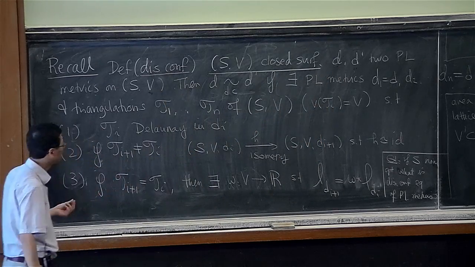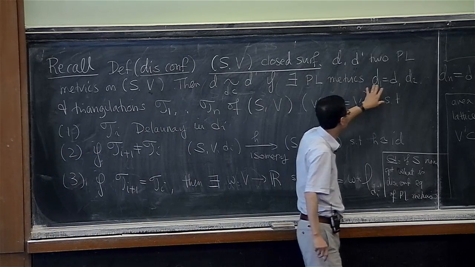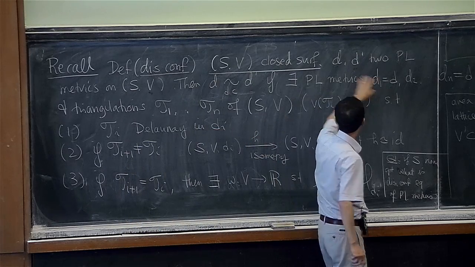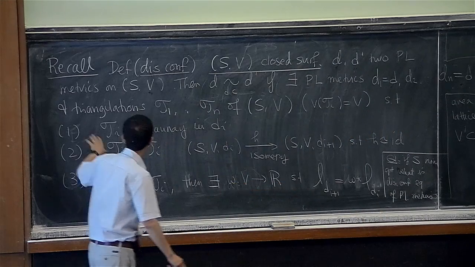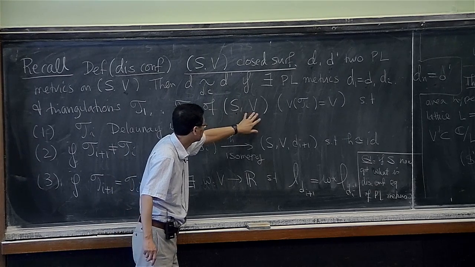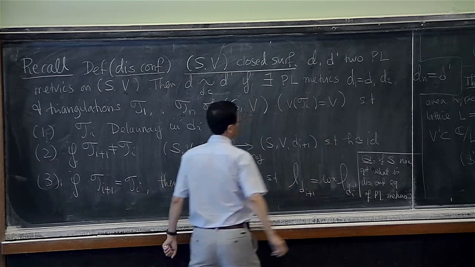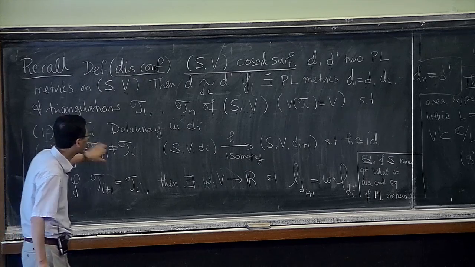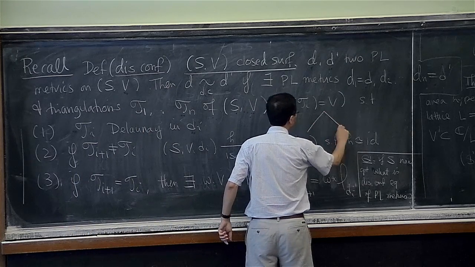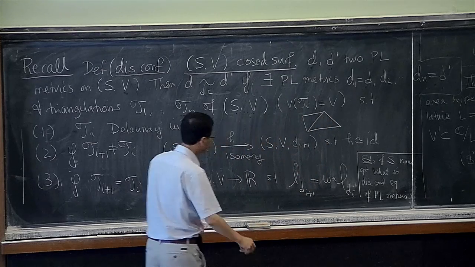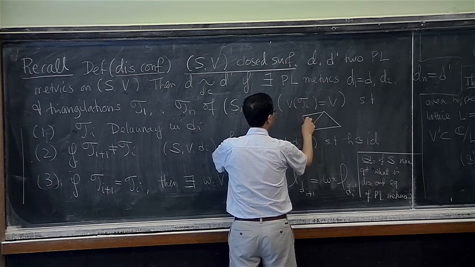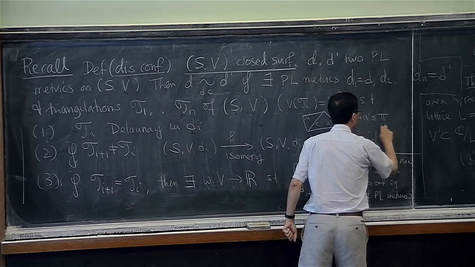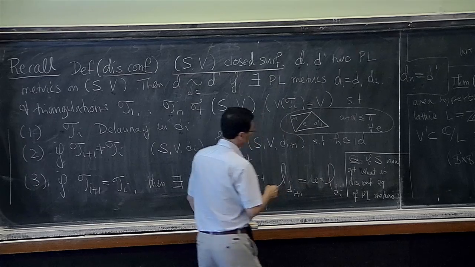We say these two metrics are discrete conformal if we can produce a sequence of polyhedral metrics on the same surface, where the first one is your given D and the last one is your D prime, and also a sequence of triangulations of this surface with marked points. So all the vertices of the triangulation are the same, given by V, subject to these three conditions. The first: the i-th triangulation is Delaunay in D_i. Delaunay, which I will say more about, turns out to be a key concept to carry out this research. It is given by the condition that the sum of the two angles facing every edge is at most pi, for every edge. That's the Delaunay condition. I will say more about it as underlying geometry.